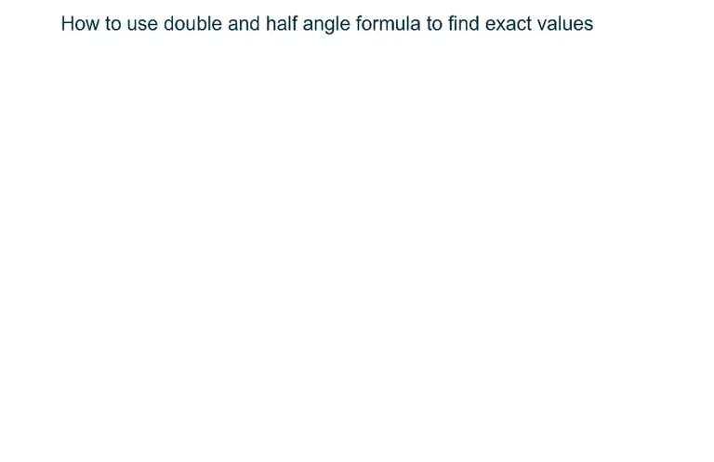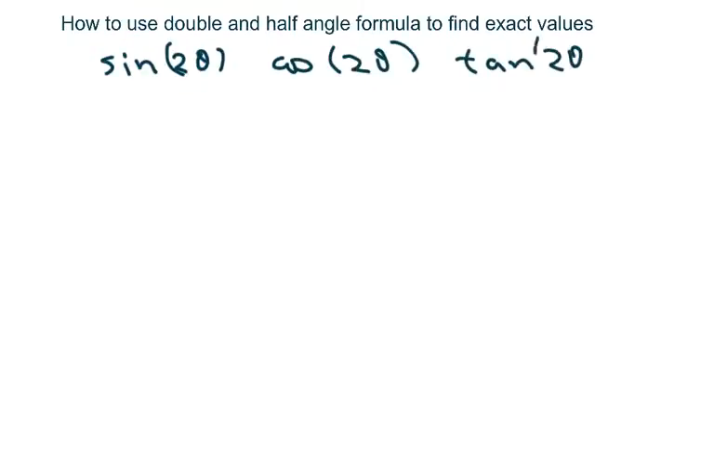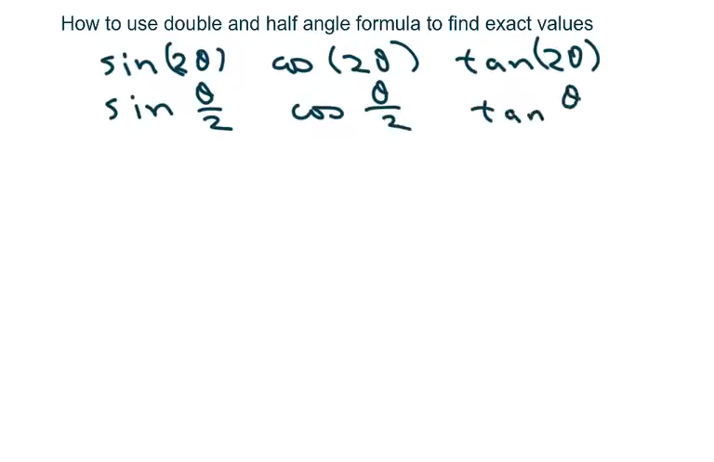Hi everyone, we're going to find double angles, for example, sine of 2 theta, cosine of 2 theta, tan of 2 theta, and half angles, sine of theta over 2, cosine of theta over 2, and tan of theta over 2.